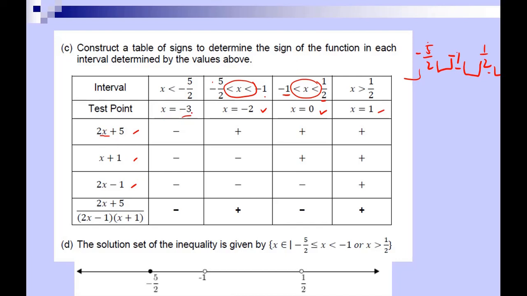So isasalang na natin. When x is equal to negative 3, substitute natin dito. So 2 times negative 3 plus 5 is equal to negative 6 plus 5, that is negative 1. Substitute lang natin diha, so negative na siya. And then negative times negative, this is positive ang denominator na. So negative divided by positive, that is negative. Okay? So ayan siya.